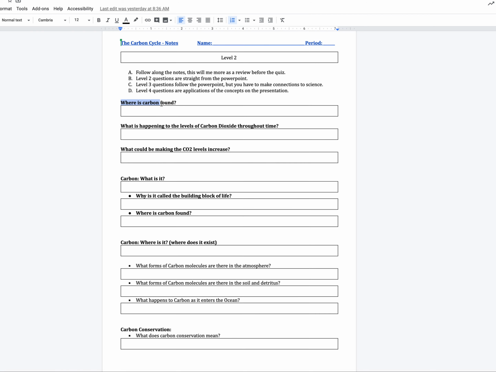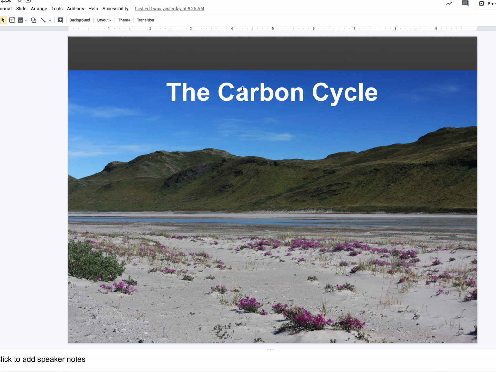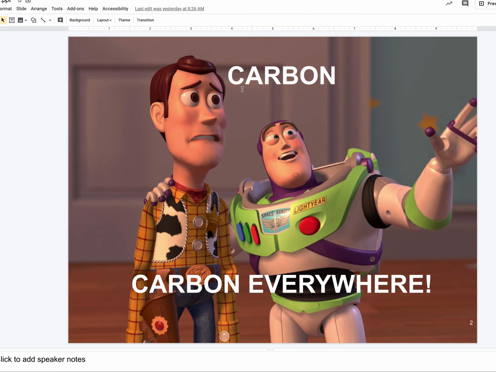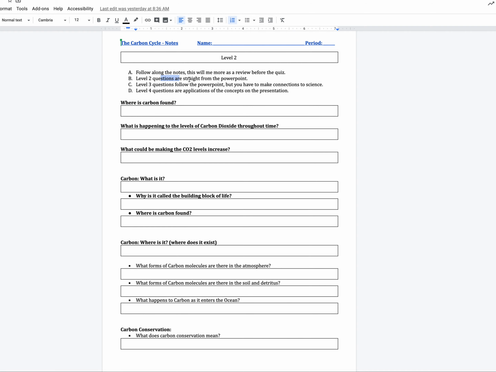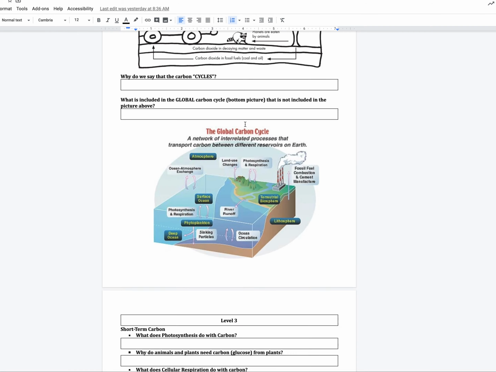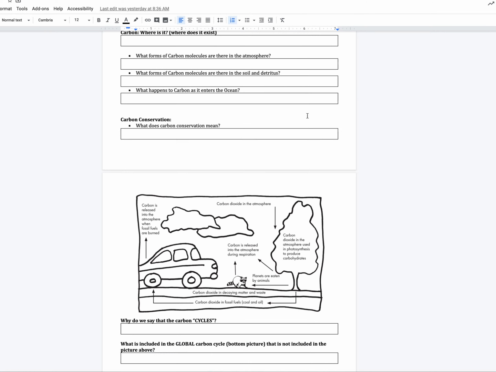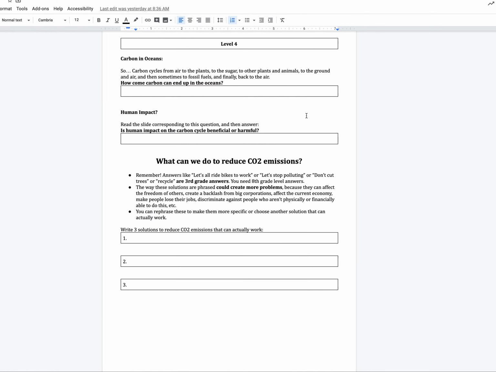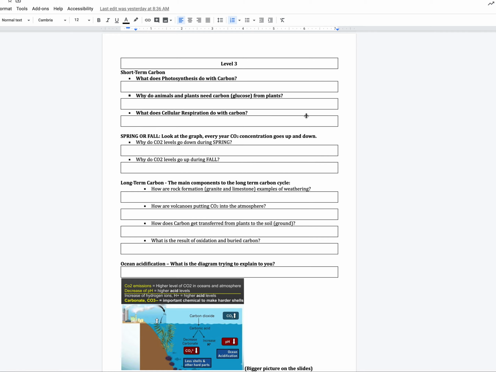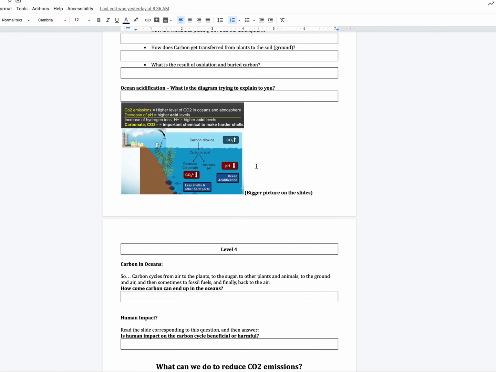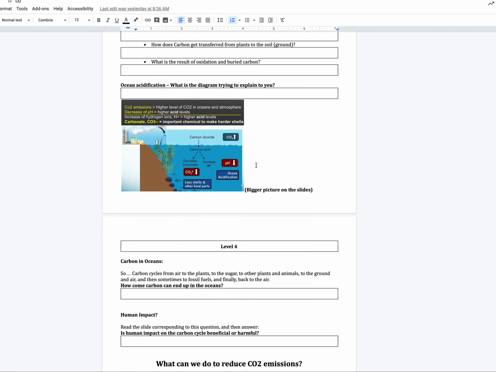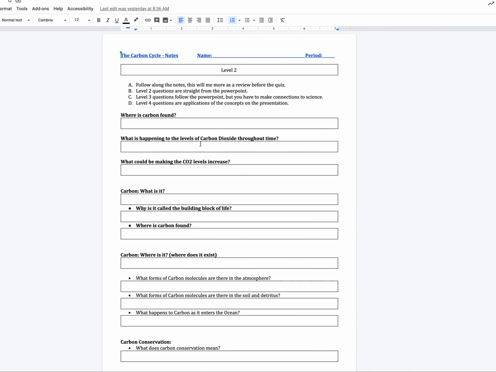All right. So where is carbon found? You're going to go right here. There you go. You can just go through the slides right there. Level 2 questions are straight from the PowerPoint. They're going to come straight from it. Level 3 questions will follow the PowerPoint, but you have to make connections to science. So you may not be able to find these answers as is for level 3, but you're going to have to try to make some connections between that and real life. And then for level 4, you have to basically be able to apply the concepts of the presentation.